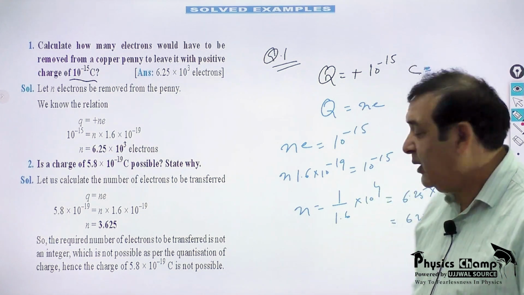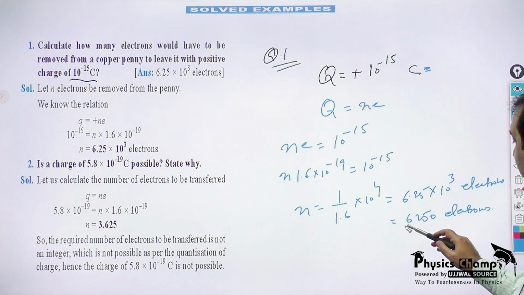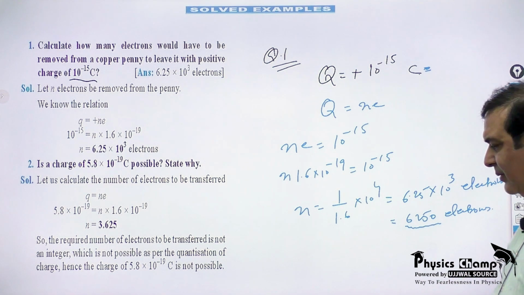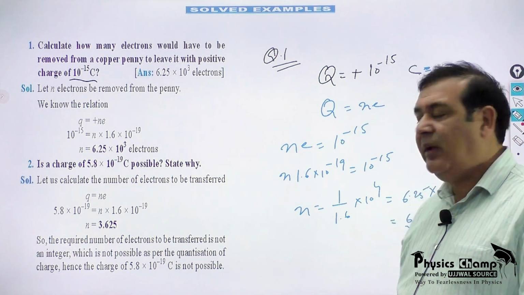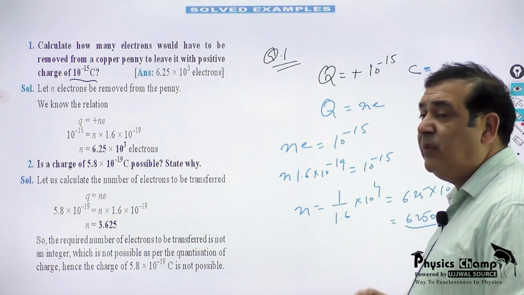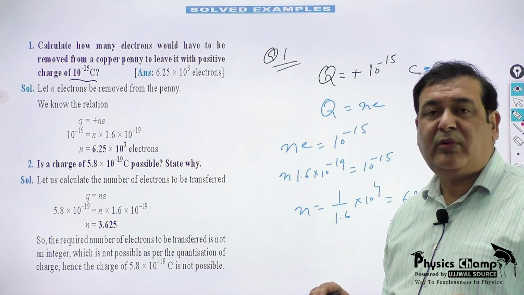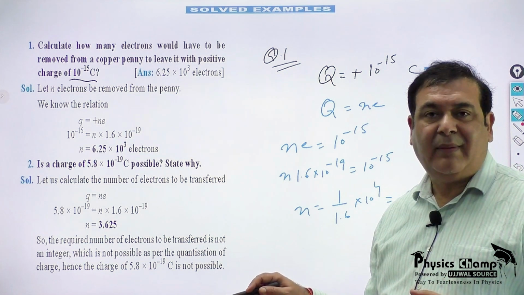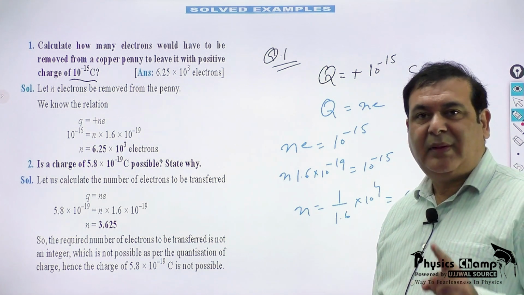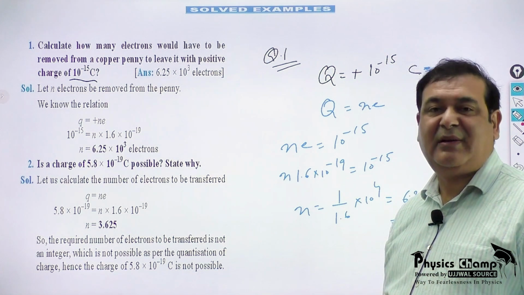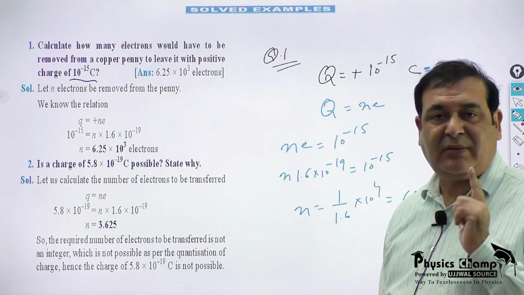But do you think that this value is satisfying the quantization nature? Yes. If this value was 6250.5 or 6250.1, then that was not possible, because N has to be an integer number. It cannot be a fraction.